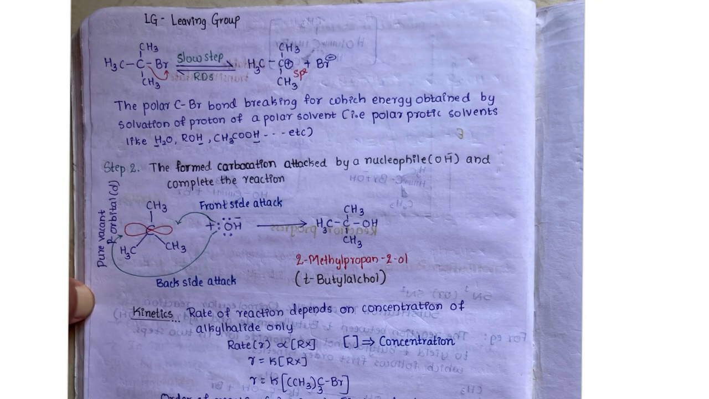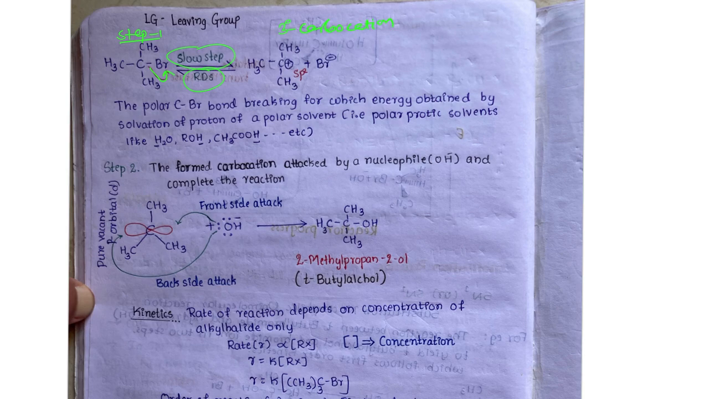Now, the first one is step one, two-step mechanism. Therefore, the leaving group leaves from the substrate. This is a slow step, also called the rate determining step. Then what is formed here is a carbocation. This is called a tertiary carbocation.